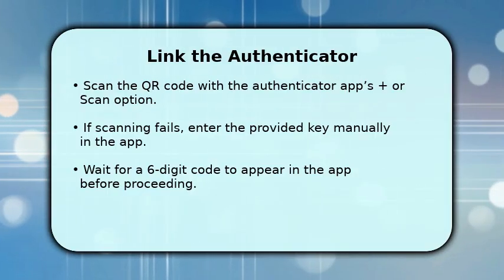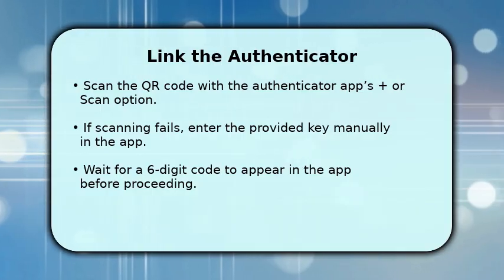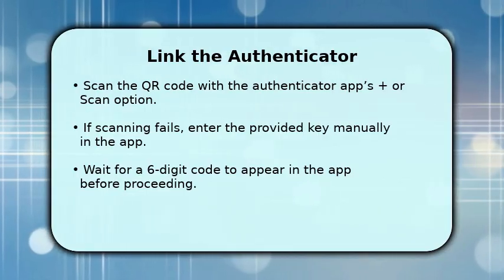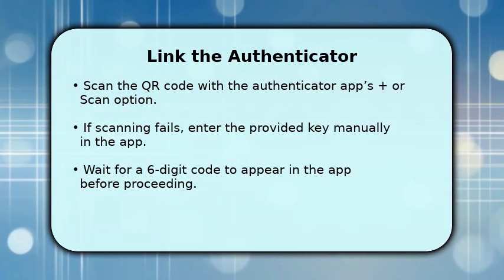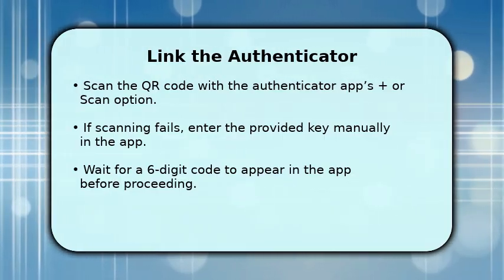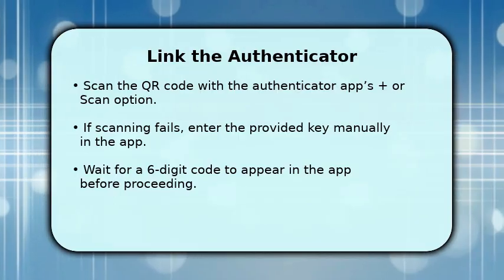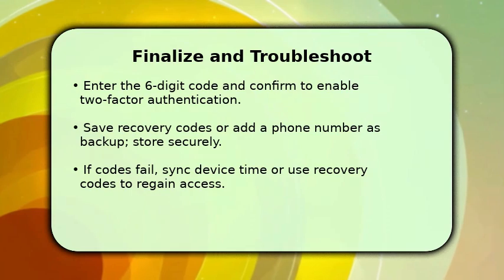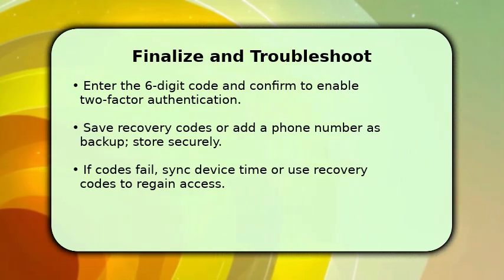The app will generate a 6-digit time-based code. Note that codes refresh every 30 seconds, so act quickly. Enter the current code back in Facebook where prompted. This verifies ownership and creates a rolling second factor tied to your phone. Finish by entering the 6-digit code from your Authenticator into Facebook and confirm to enable two-factor authentication.